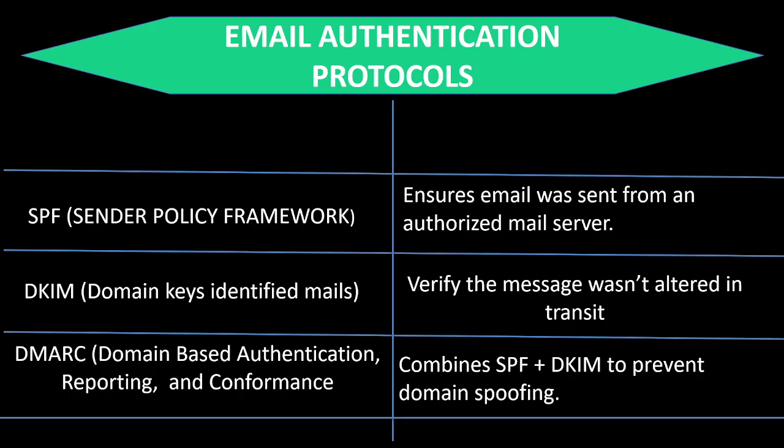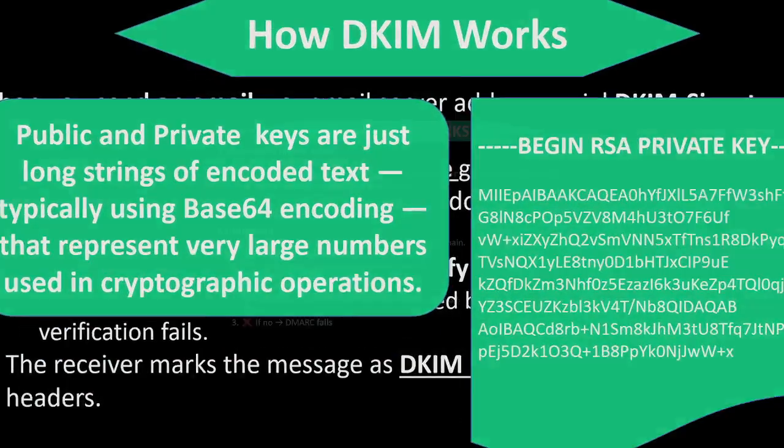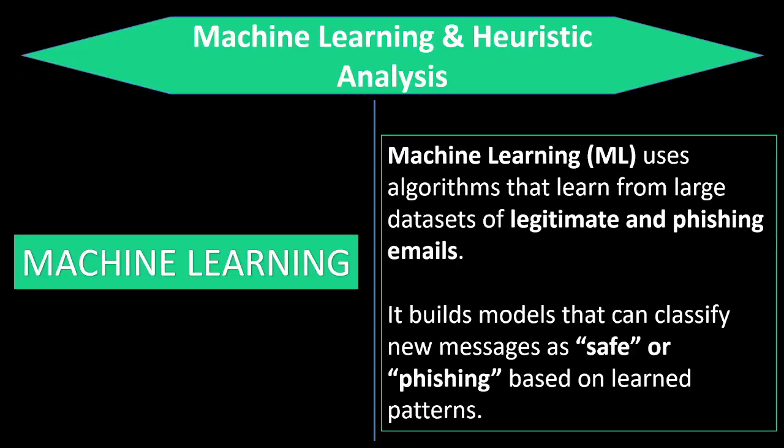The next method is machine learning and heuristic analysis. So what is it? First is machine learning. Modern security tools don't rely on the rules. They use machine learning and heuristic analysis to stay ahead of new threats. Machine learning means training computers to recognize phishing patterns like detecting suspicious keywords, unusual link structures, or new sender domains. Over time, the AI learns what phishing looks like and flags similar messages.